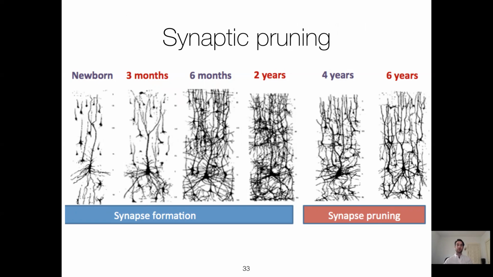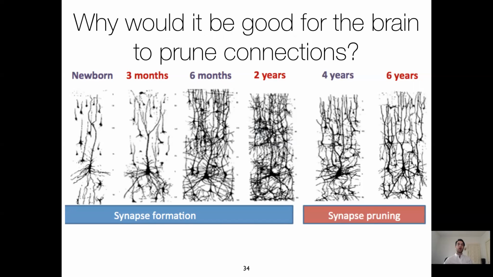So notice from 2 years old to 3 months old, big difference in the number of connections. From 2 years old to 6 years old, again, pretty big difference in the number of connections. A lot of this stuff has sort of been cut out, weeded out, whatever term you want to use. Now, why would it be a good idea for the brain to prune these connections?